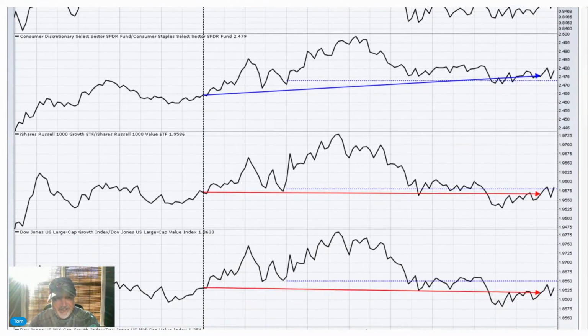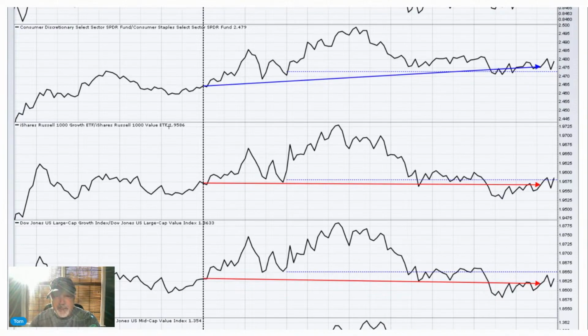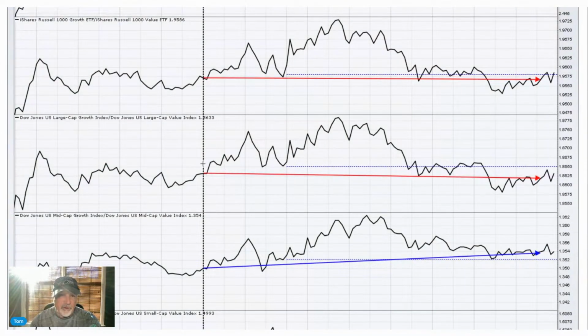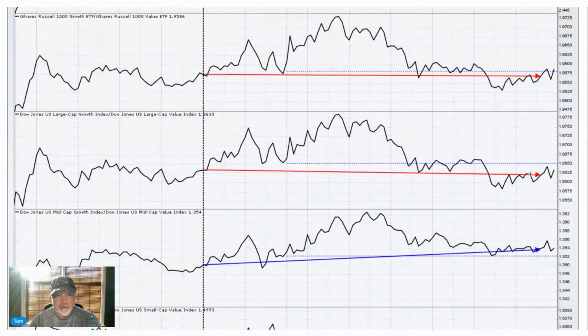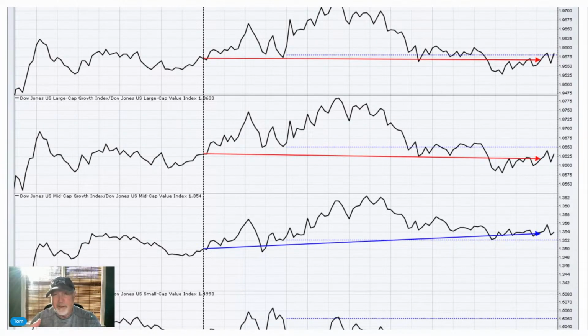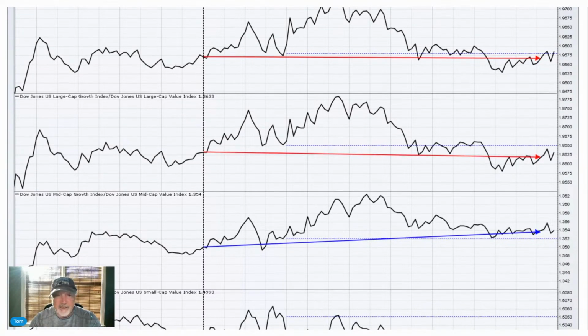Then we got the IWF versus the IWD. That's Russell 1000 growth versus Russell 1000 value. So it's large cap growth versus large cap value. Look at it. We're almost unchanged from where we were when the Fed announced. How about another look at large cap growth, large cap value, just using the Dow indexes instead of the IWF and IWD? And basically the same. I mean, sideways, no improvement, zero. This is what I want. I wanted to see improvement in these areas, and we're just not seeing it.